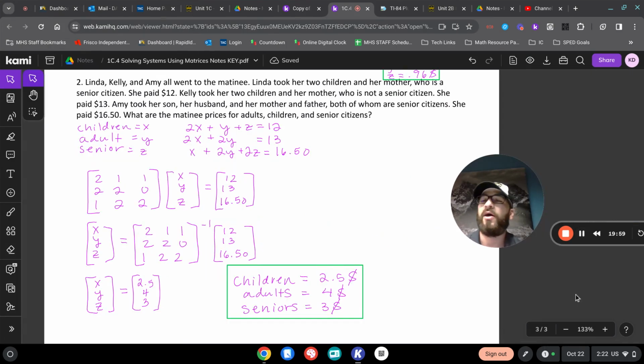All right. So on our matinee, we had Linda, Kelly, and Amy who were all going, and they were bringing different groups of people, children, adults, and senior citizens. So Linda took her two children and her mother, who is a senior citizen, and she paid $12. Kelly took her two children and her mother, who is not a senior citizen. She paid $13. And Amy took her son, her husband, and her mother and father, both of whom are senior citizens. She paid $16.50. We want to know what are the matinee prices for adults, children, and senior citizens.